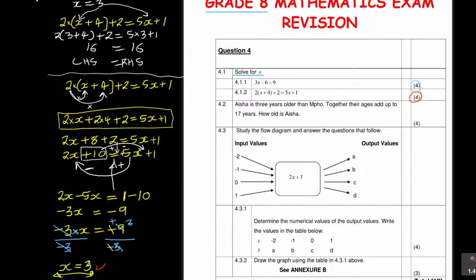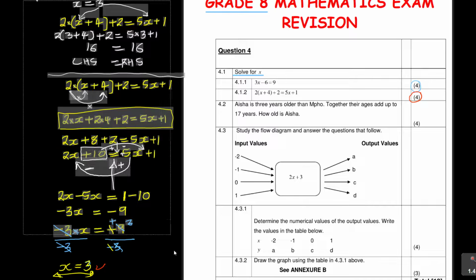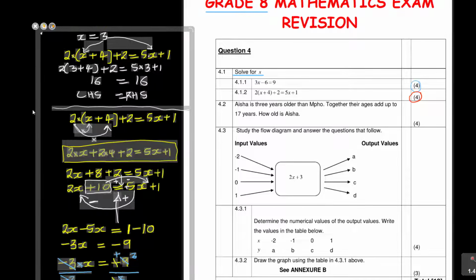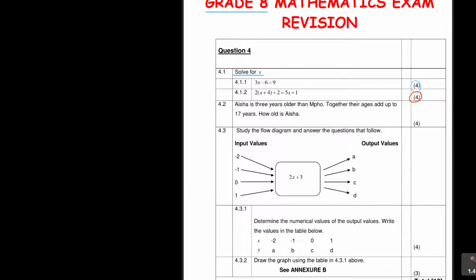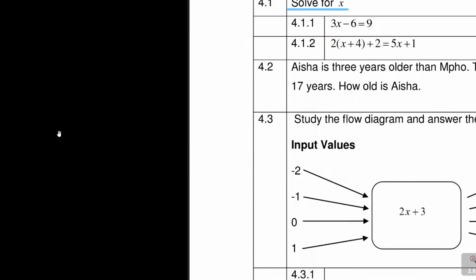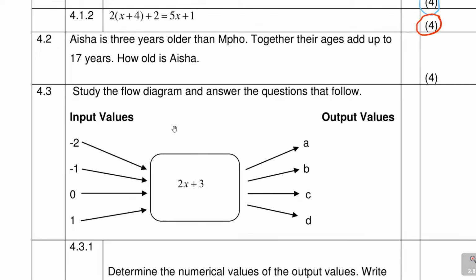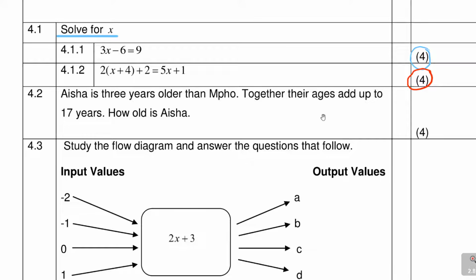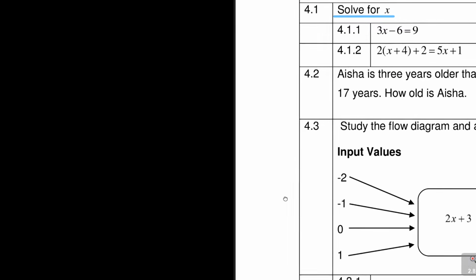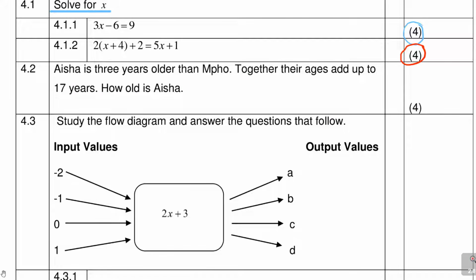All right, so let's take this thing off. Okay, let's take this thing off and then continue. So you got your 4 marks, you got your 8 marks now. Let's go to 4.2. Now 4.2, what is it saying? We're here now.